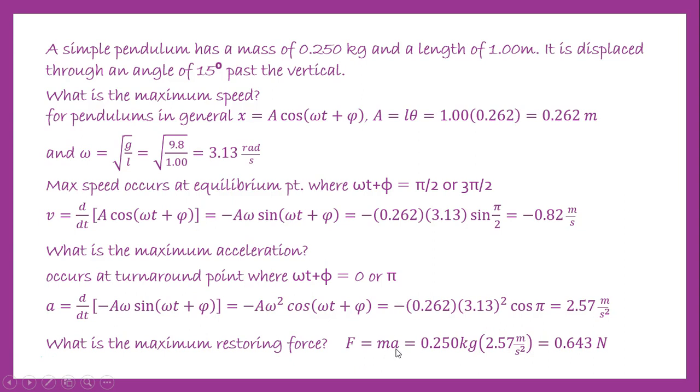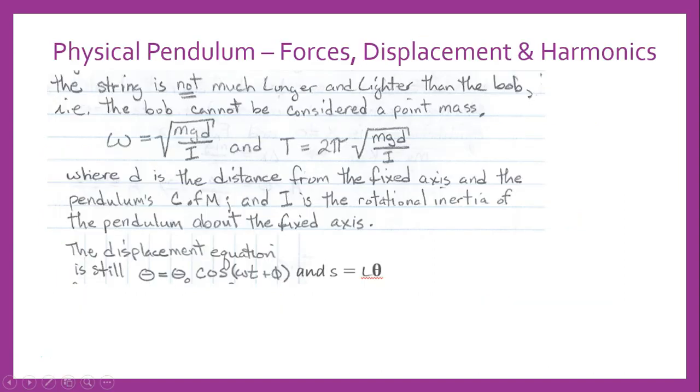Since we know the maximum acceleration, we multiply it by the mass of the bob, and we find out that the maximum restoring force is 0.643 newtons. Moving on to our second type of pendulum, which is a physical pendulum.